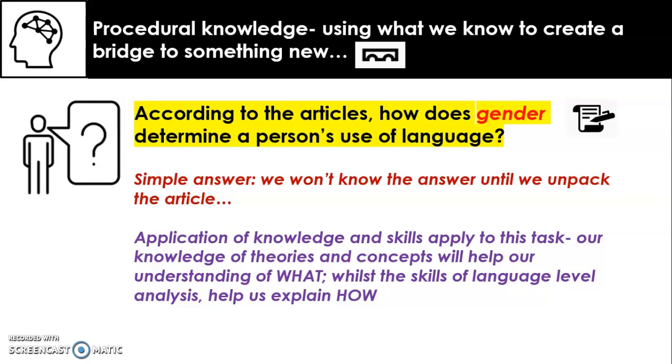So if you look, this is a very similar question that we use to introduce the social diversity essay. According to the articles, how does gender determine a person's use of language? So we're going to start building and reinforcing key skills, but with a new topic focus, and we'll use that to then leap into theories linked to gender. So, okay, we'll never know the answer till we unpack the article, but it's still building on those skills of application of knowledge and skills.